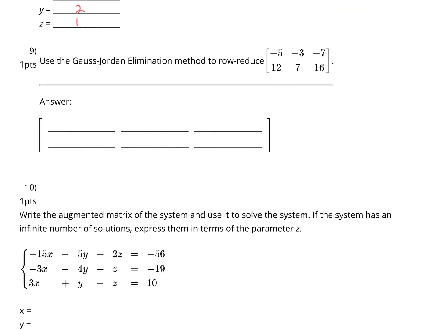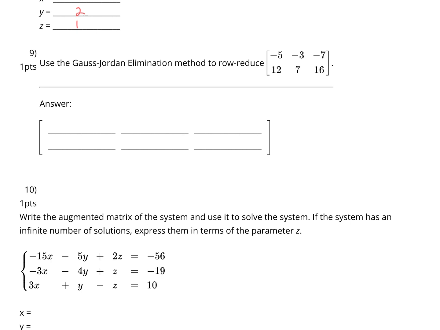For number 9, we could do this one exactly like, I think it was number 3. We would do the same steps. So we'd get a 1 where the -5 is, then we would get a 0 where the 12 is, then we would get a 1 where the 7 is, then we would get a 0 where the -3 is, and that would be the answer that we put in as our row reduced matrix.